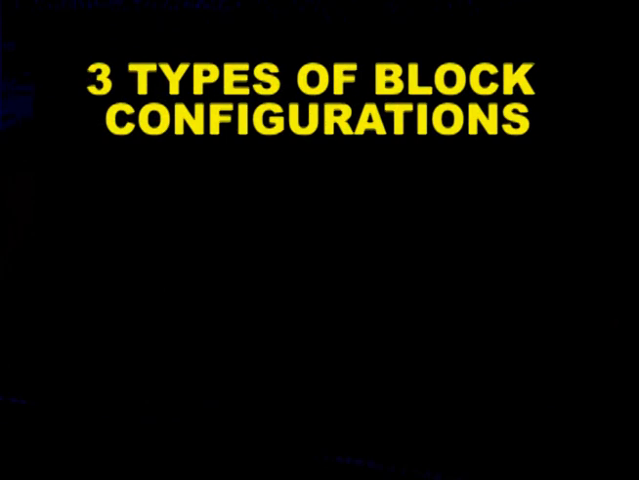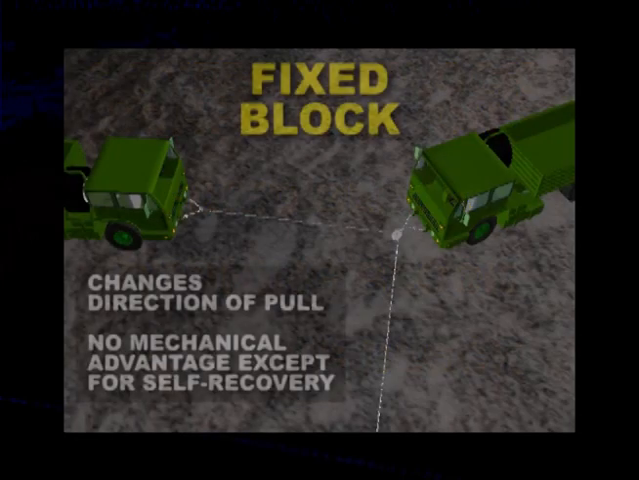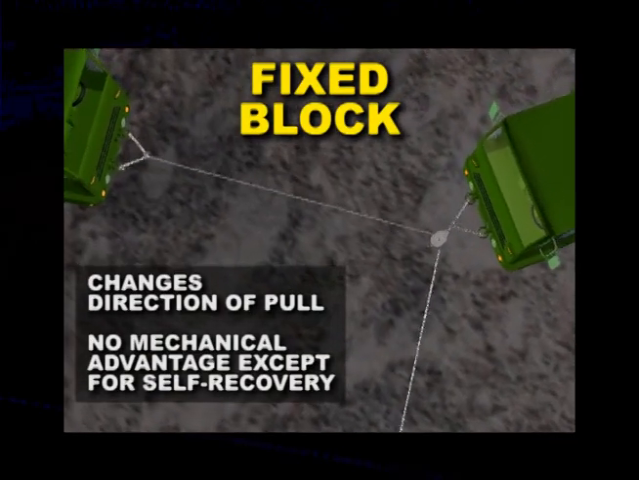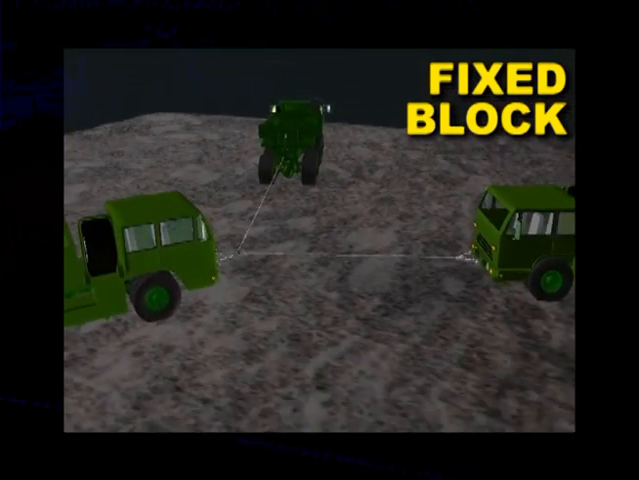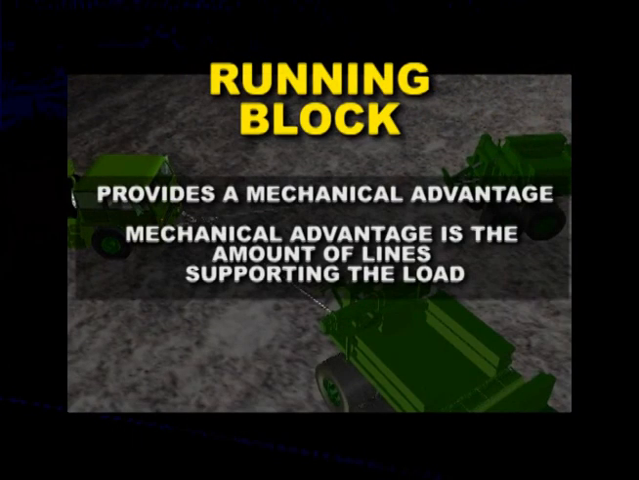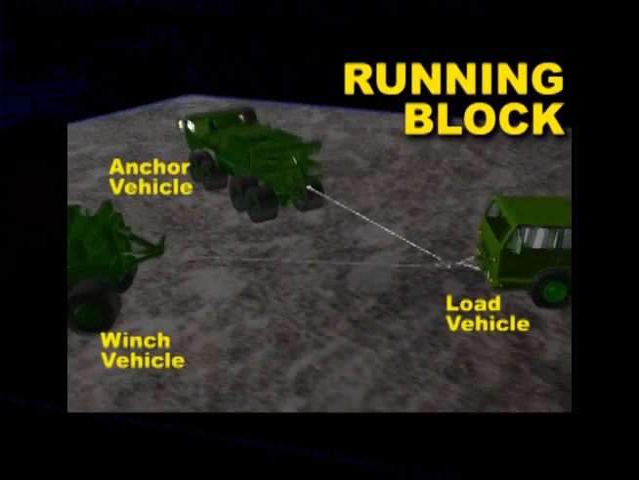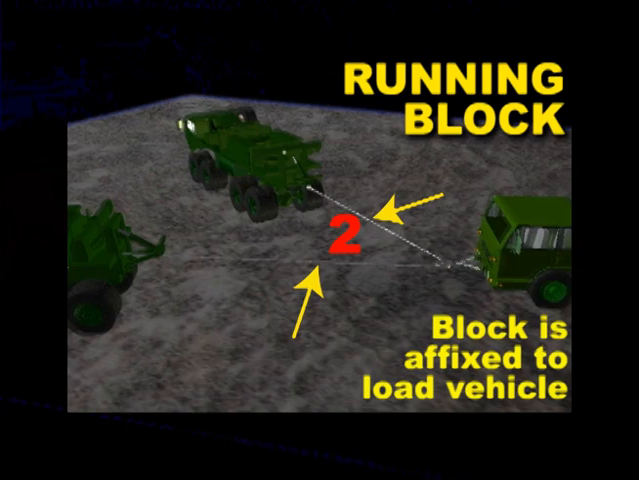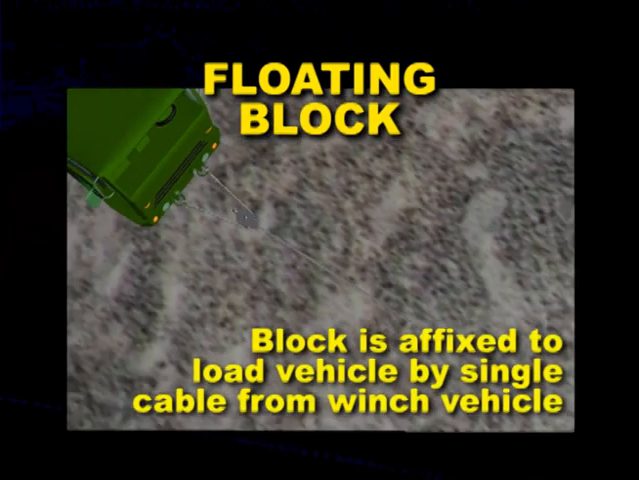There are three types of block configurations: fixed block, running block, and floating block. A fixed block changes the direction of the pull. It does not provide a mechanical advantage except during self-recovery. A running block provides a mechanical advantage. Remember, the mechanical advantage is the amount of lines that support the load. In our example, we have a mechanical advantage of 2. A floating block aligns the pulling force with both sides of the load to pull evenly. There is no mechanical advantage.